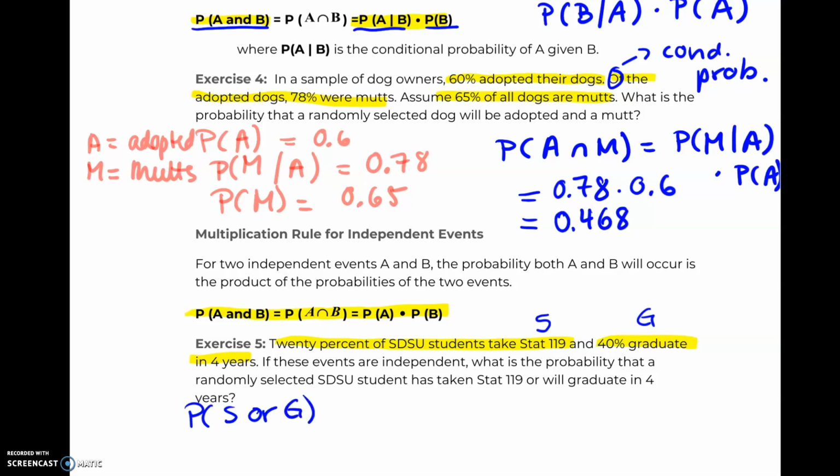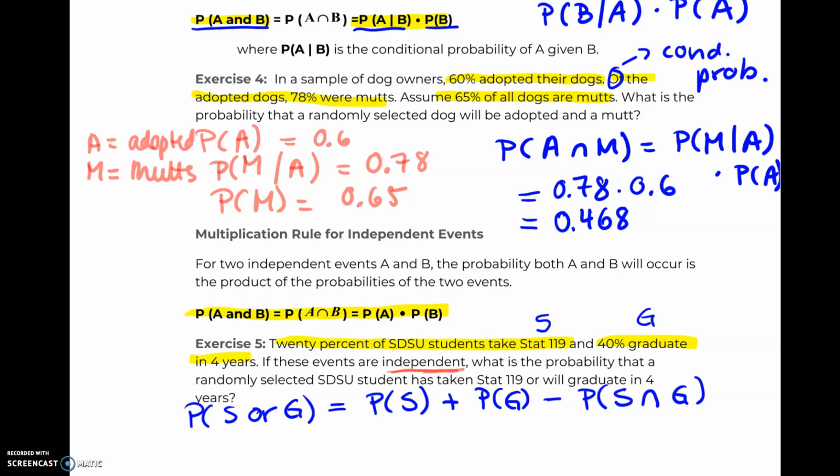So be a little bit careful here. Remember when we looked at the addition rule, when we're finding the union of two events, we have to add, because "or" always means addition, and we're adding in such a way that nothing is counted twice. So we have to take out the duplicates, which is the probability of S and G. And we're using the fact that the two events are independent. That allows us to find the probability of S and G.